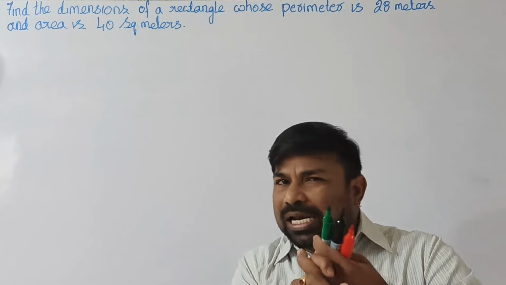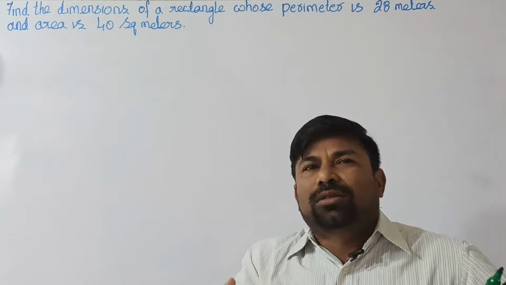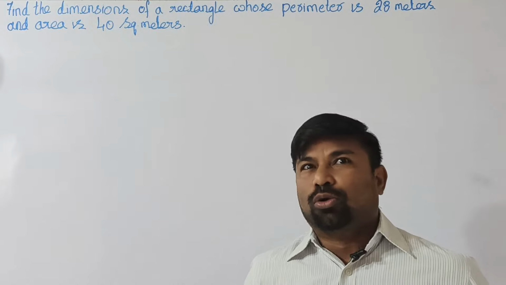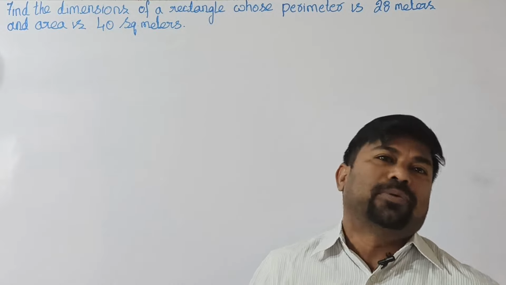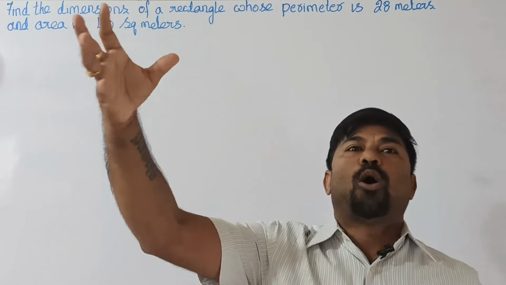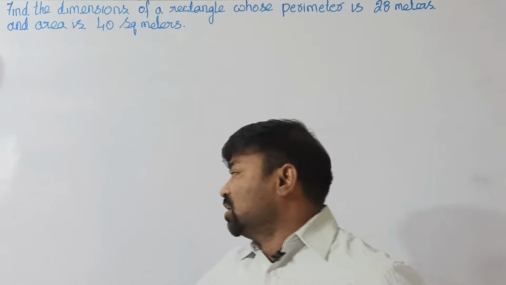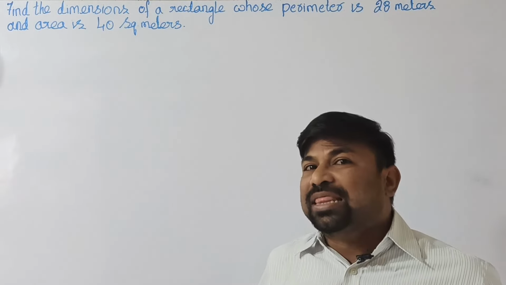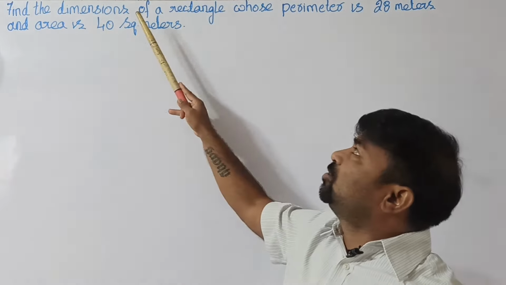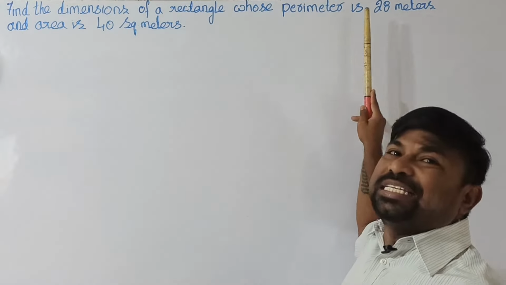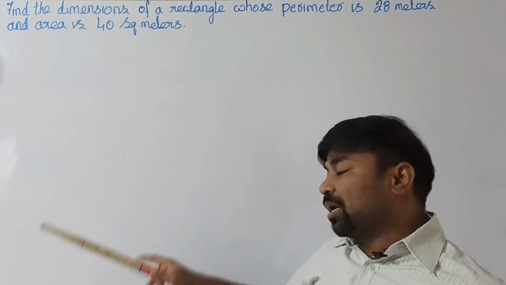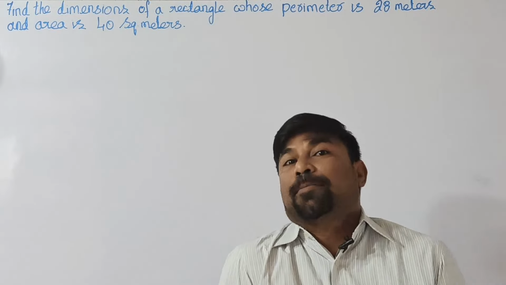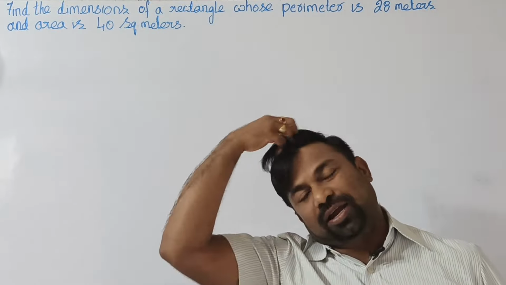Now, while relating to length and breadth, the two concepts we come across are perimeter and area. We are going to find the length and breadth, which we call dimensions, with the help of the perimeter and area given. Let me read out the question. Find the dimensions of a rectangle whose perimeter is 28 meters and area is 40 square meters. Just now I said dimensions means length and breadth. So he is asking us to find two unknown things, the length and the breadth.